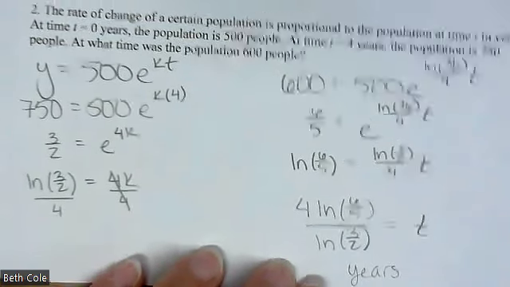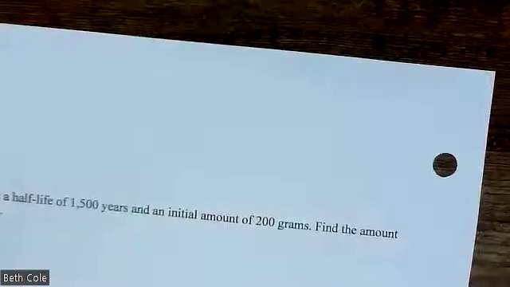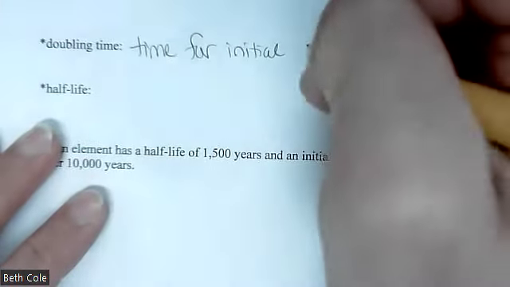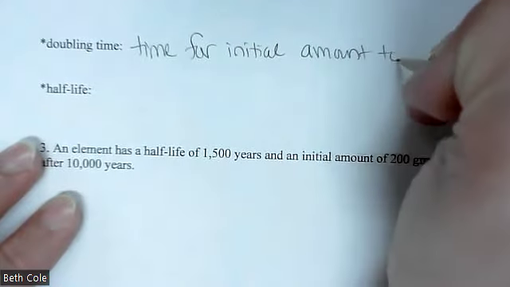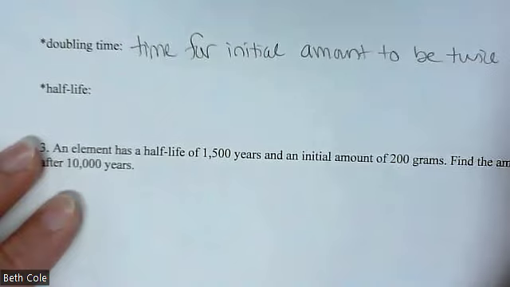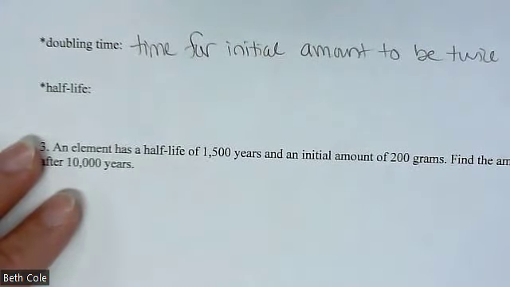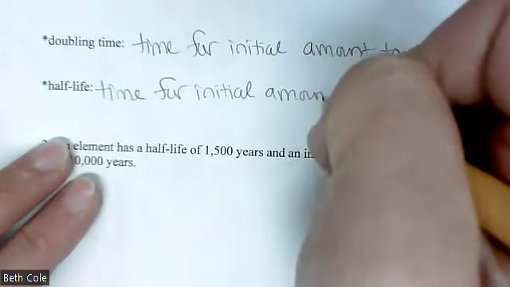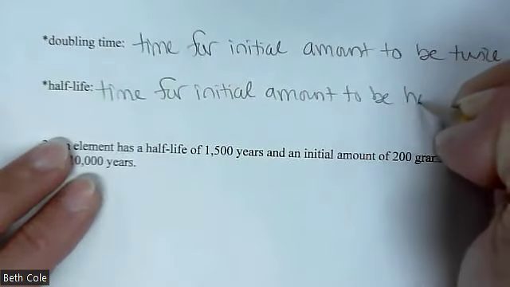We'll be able to finish this before lunch. This goes really quick. All right, doubling time and half-life. Doubling time is the time for the initial amount to be twice as much. It's exactly what it sounds like. And half-life is the time for the initial amount to be half as much.